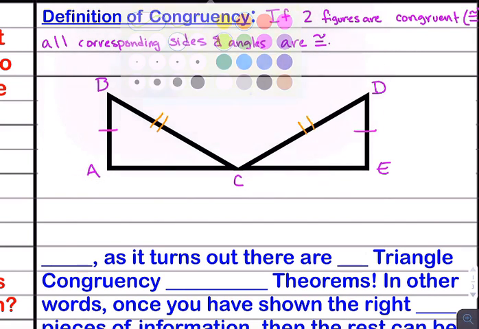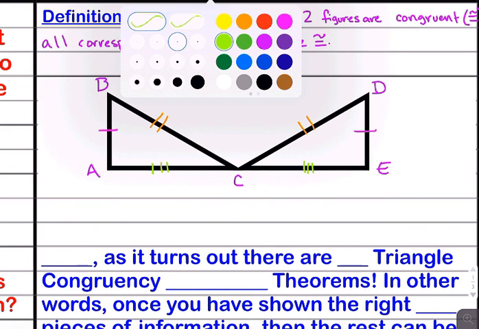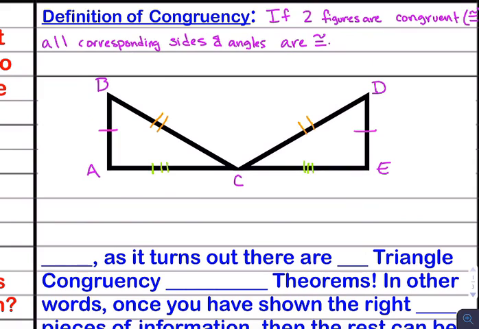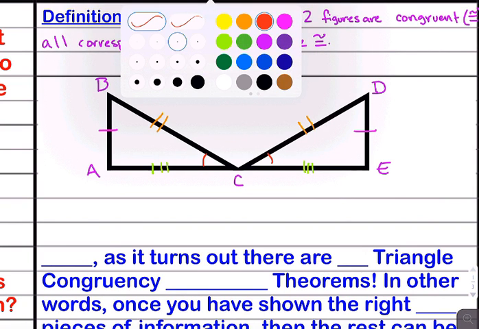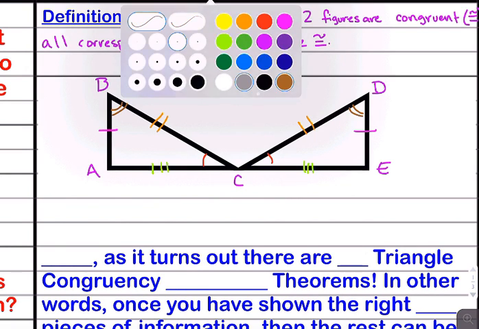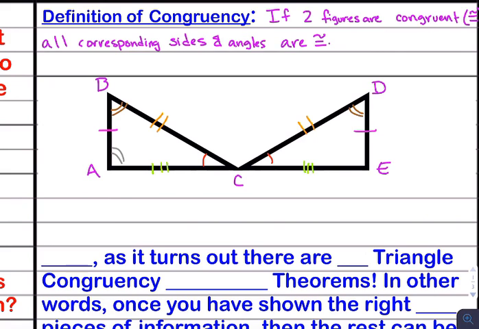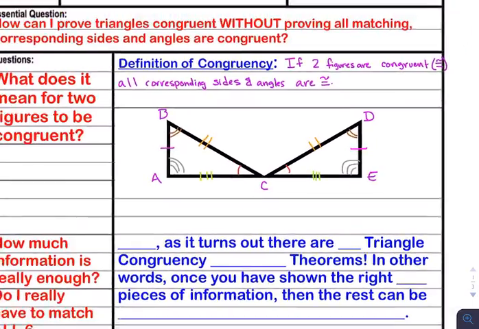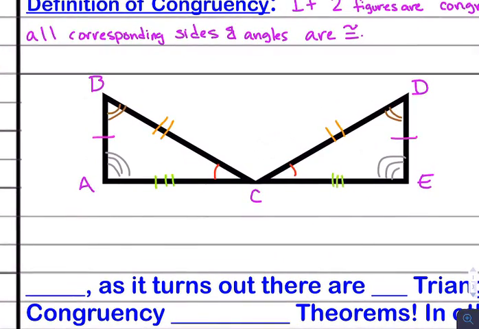AC down here has to correspond and be congruent with CE. But it also has to be true about the angles as well. And so these two angles here, which are corresponding, not vertical, remember, they have to be congruent. The angle up here at B has to be corresponding and congruent with the one at D. And the one at A, which I'm not going to mark as right because I don't know if it actually is, has to be corresponding and congruent with E. And this is a burden of proof. If you're going to prove these two triangles are congruent, you have to know all this information.